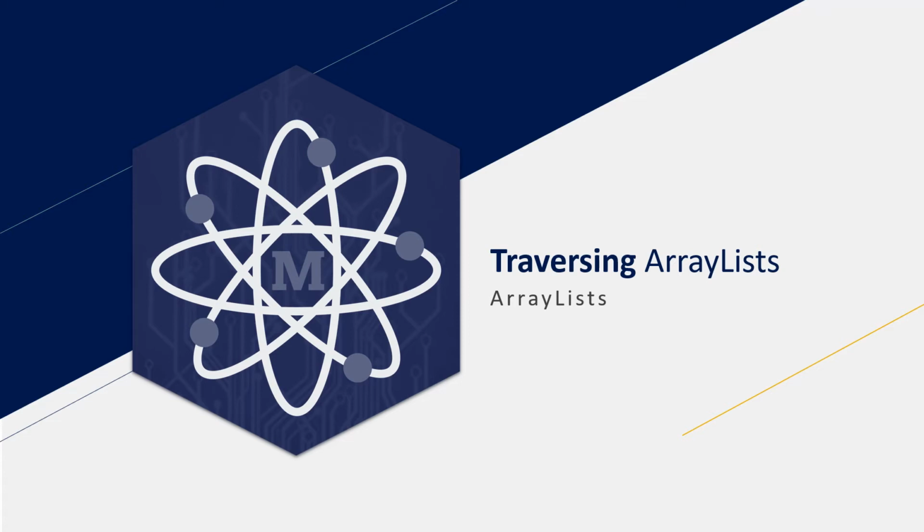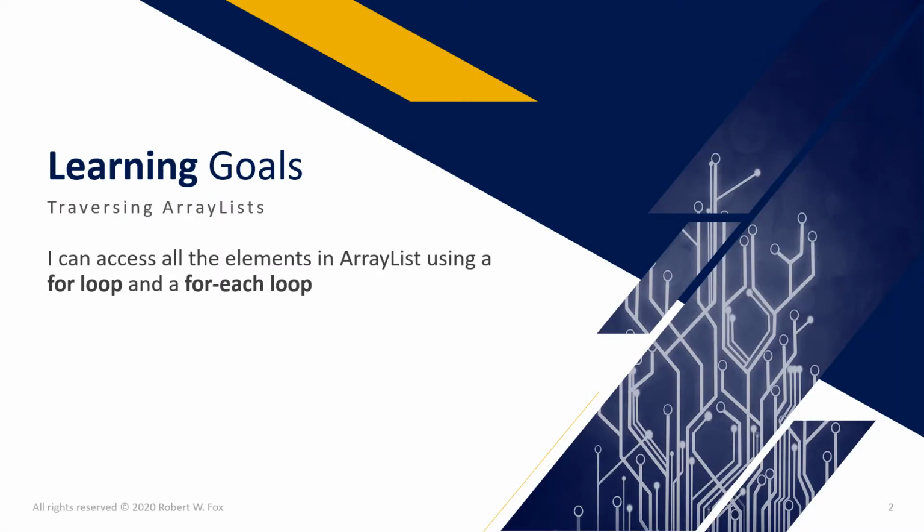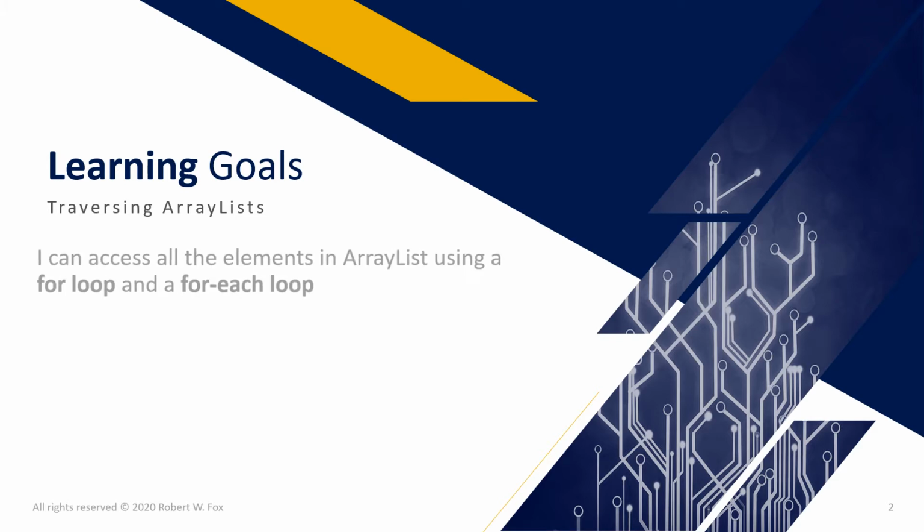Welcome. In this short lesson, we are going to discuss the idea of traversing all the elements in an array list. So let's get started. The only learning objective we have for today is that we can access all the elements of an array list using a for loop and also a for each loop.